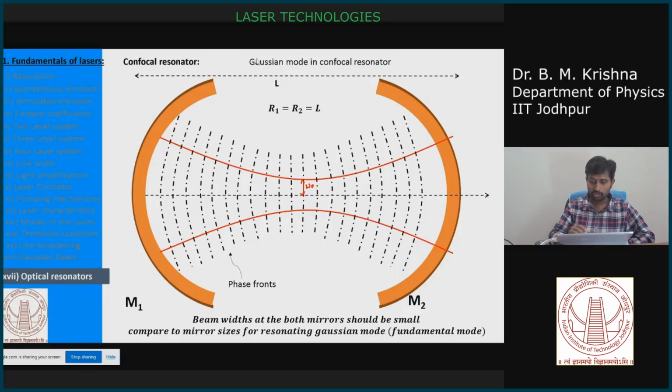So this is your Gaussian beam propagation. If the spherical mirror is smaller in size, we lose intensity. That means you will not get a stable resonator for the Gaussian beam. So that is what we require: your beam size will be smaller than your mirrors, or your mirrors are larger than your beam size at the position of the mirrors.